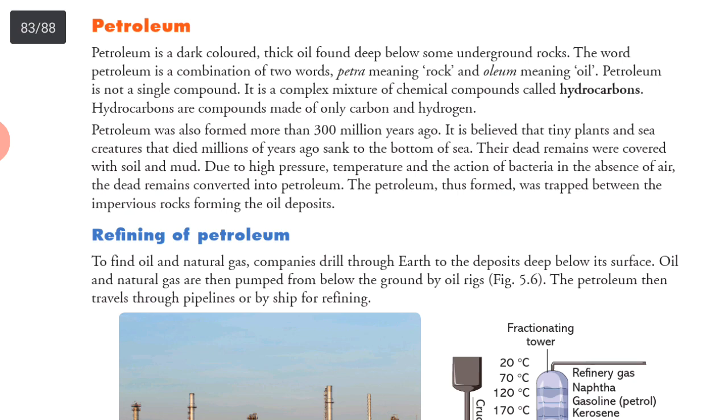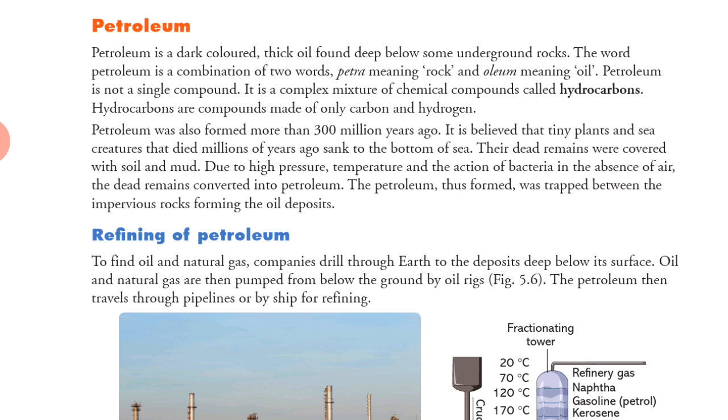Petroleum is a dark colored thick oil found deep below some underground rocks. The word petroleum is a combination of two words. Petra means rock, oleum means oil. Very interesting, a very appropriate division of the word petroleum. Petroleum is not a single compound. It is a complex mixture of chemical compounds called hydrocarbons, hydrogen plus carbon. Petroleum was formed more than 300 million years ago.